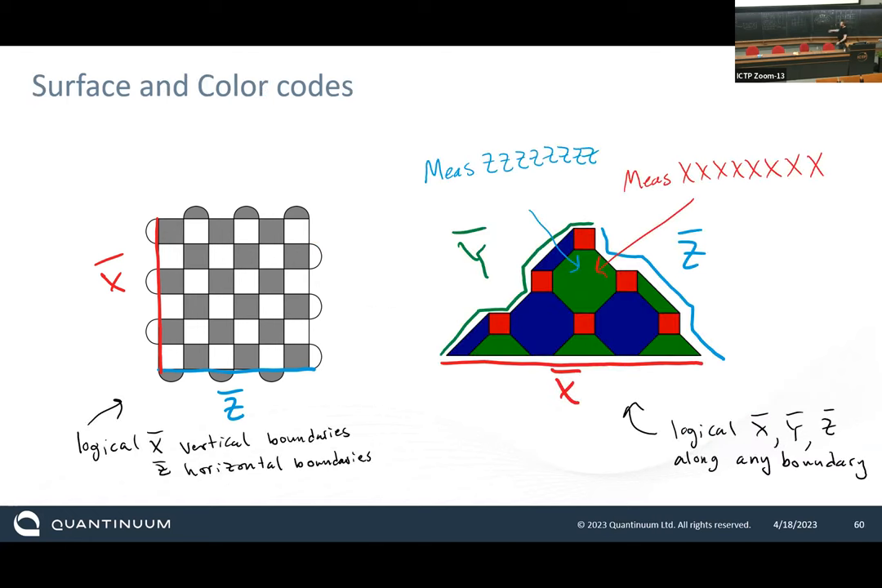Ben also described this thing. So this is the distance three color code, also known as the Steane code for the distance three version. And this is the distance five version of the color code. Notice there's lots of colors, and the surface code is all black and white. It is related to the surface code, very similar. It's also a topological code.